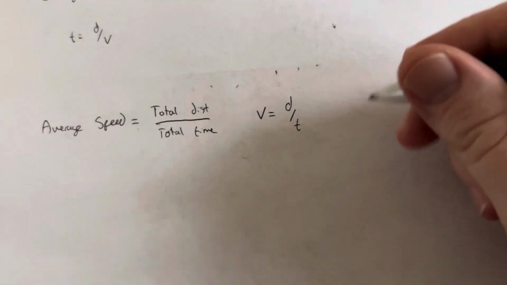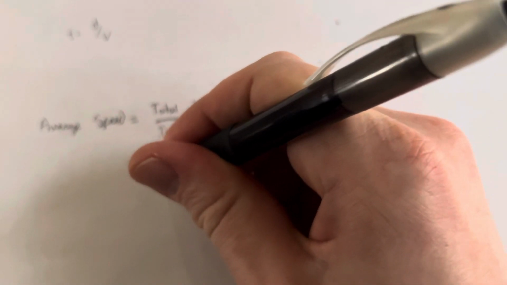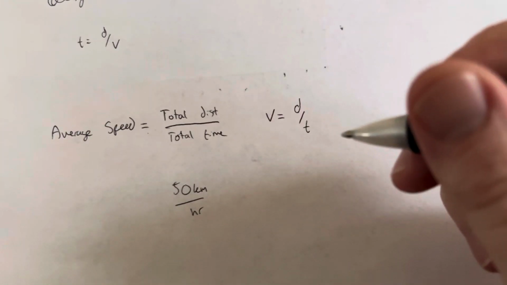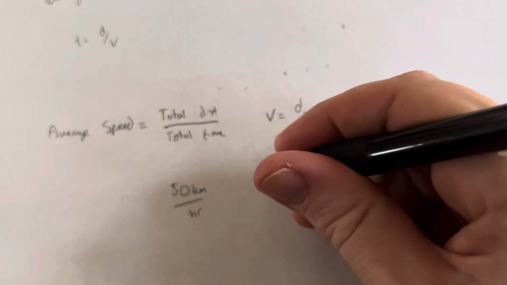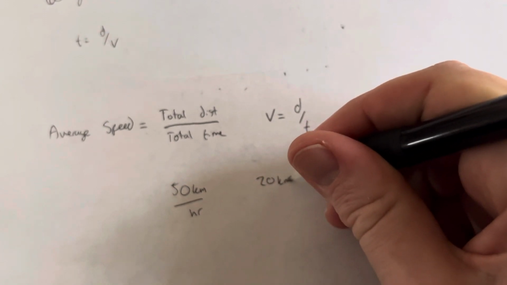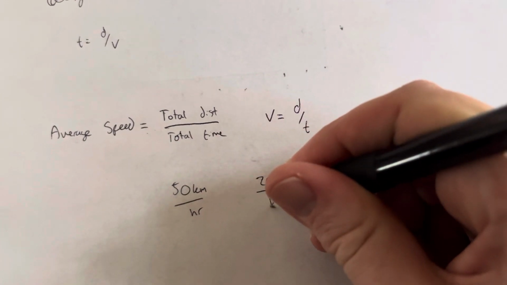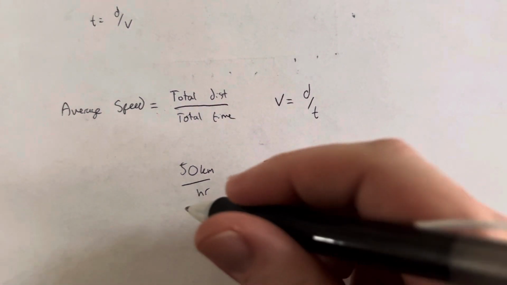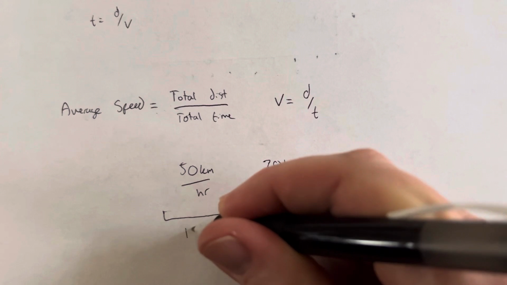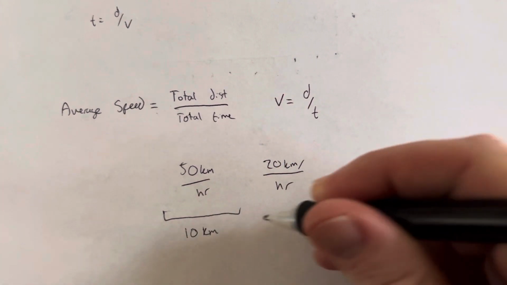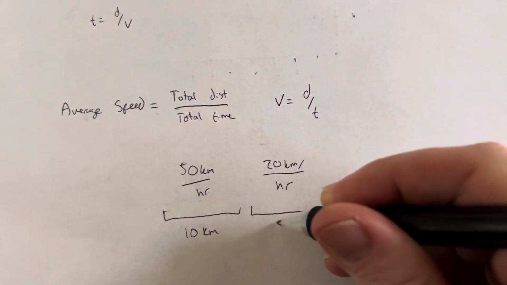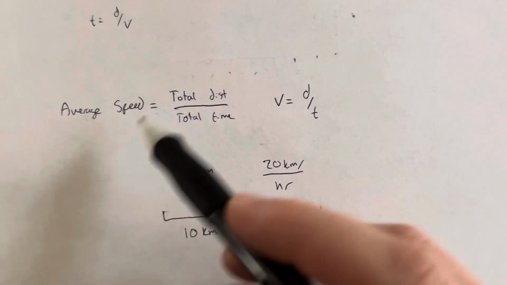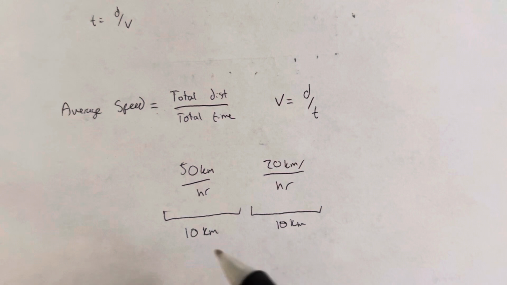Now they gave us the speeds, right? We know that we're going 50 kilometers per hour, and then we also know eventually we'll be going slower, so 20 kilometers per hour. Okay, and we know that we're doing this first chunk. We're going to go that speed for 10 kilometers, and then we're going to go another 10 kilometers much slower. So again, for finding average speed, we need the total distance and total time.